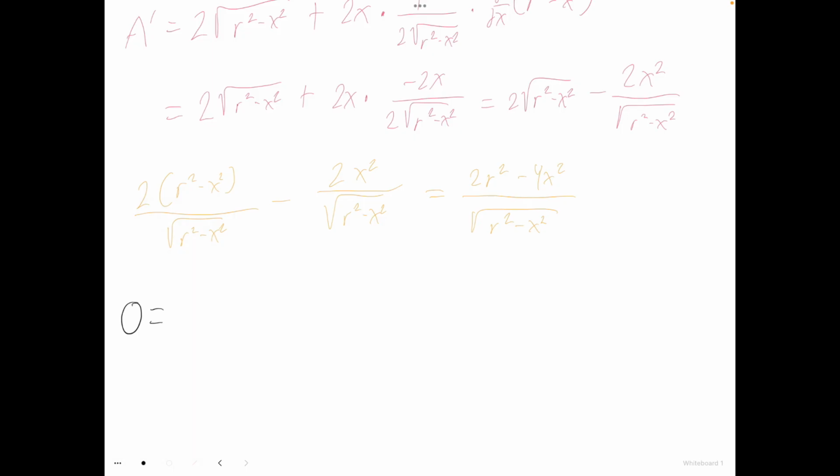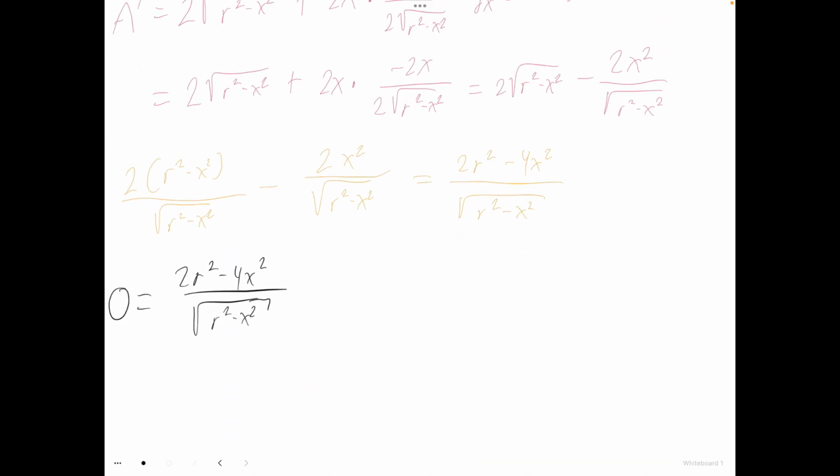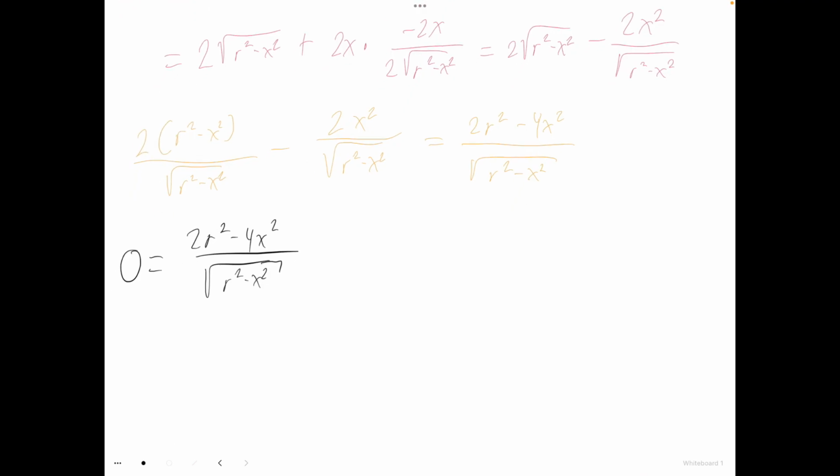So we have 0 equals 2r squared minus 4x squared divided by the square root of r squared minus x squared. We don't need to worry about when the denominator is 0. That does happen when x equals r, but remember, that was one of our boundary points. So our boundary was 0 and r. So r will be a critical point as well, but we already were going to count it anyway as a boundary point in the closed interval method. So we really only need to worry about when we get this equality here. That'll happen only if the top is 0.